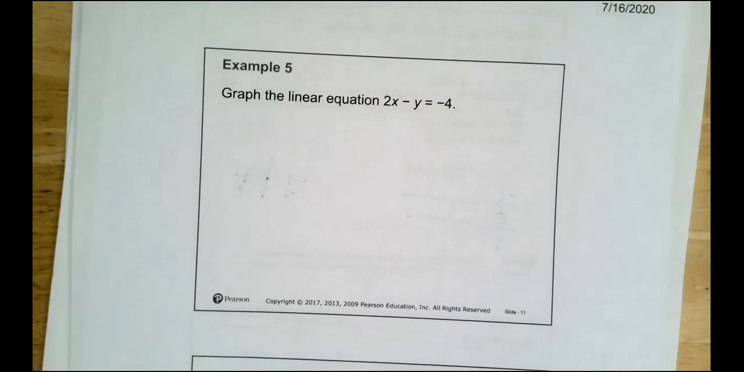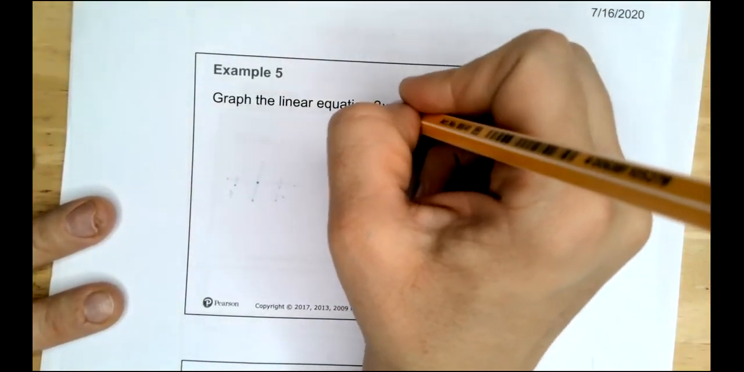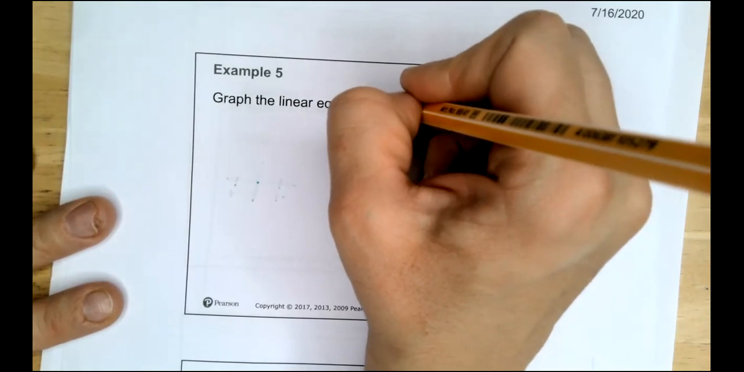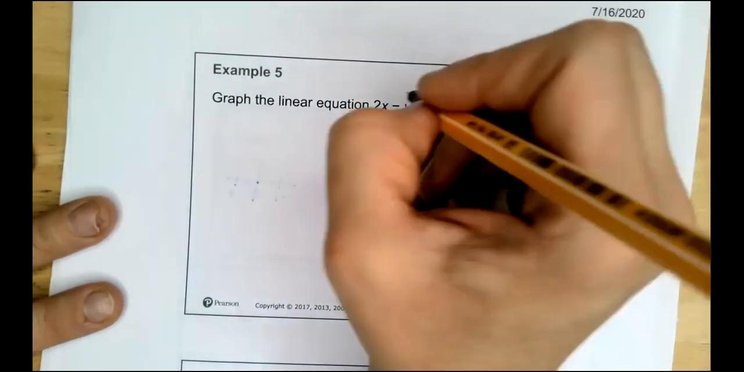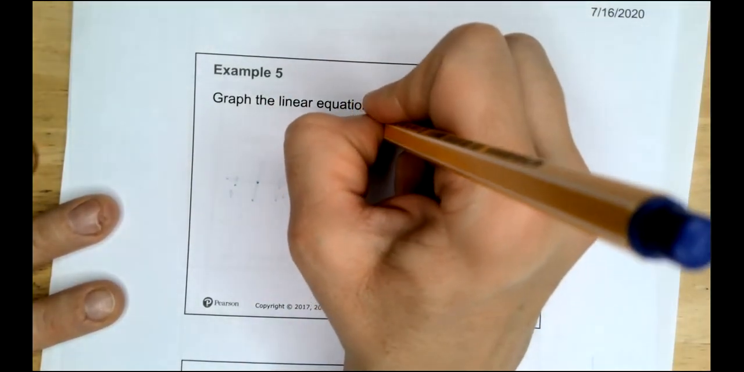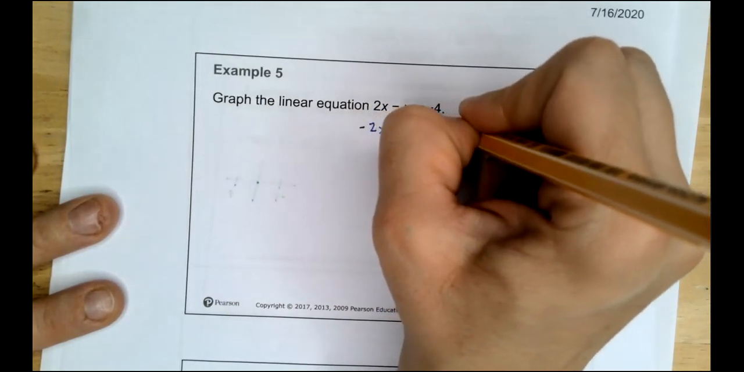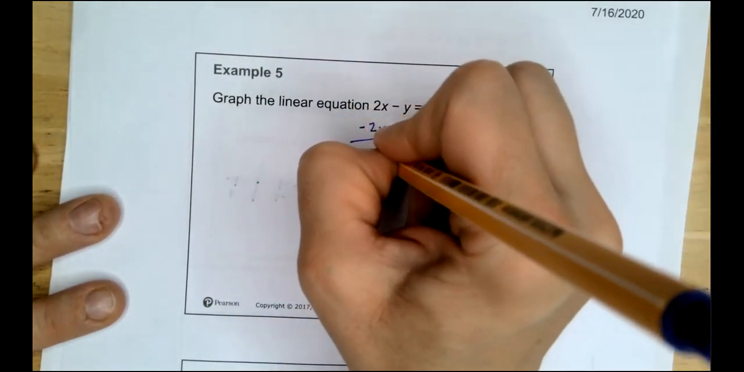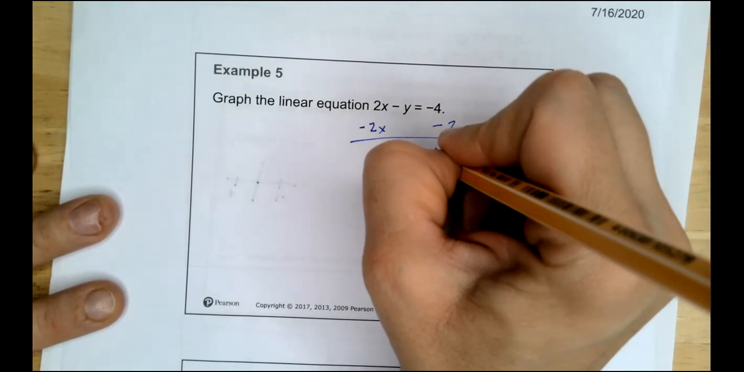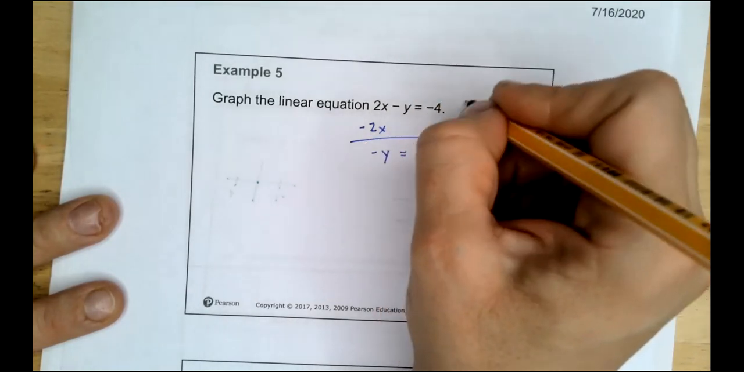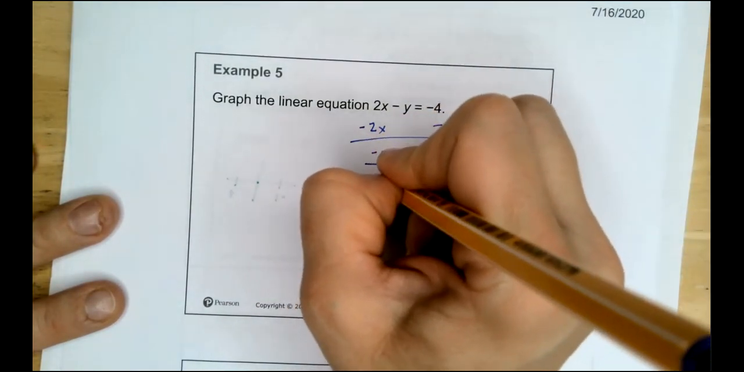Example 5. Graph the linear equation 2x minus y equals -4. Good? You can solve for y or not if you don't want to. You can also just start putting it in, right? 2 times 0 minus y equals -4. That might be a little difficult. So I'll solve for y. So I'll subtract 2x, -y equals -4 minus 2x. You're also welcome to move the y so that it's positive, or divide by -1.